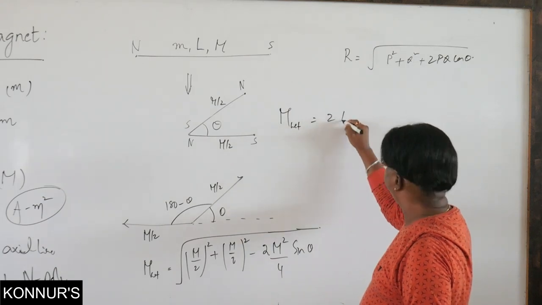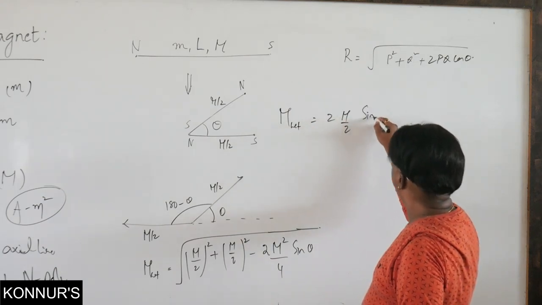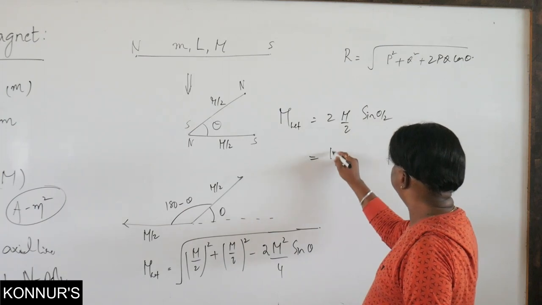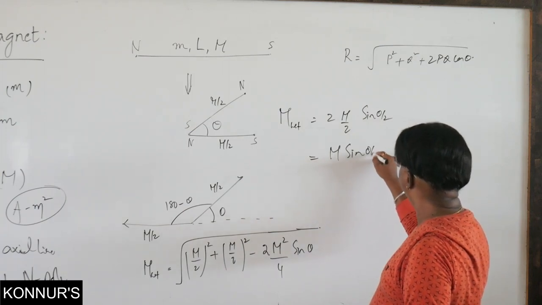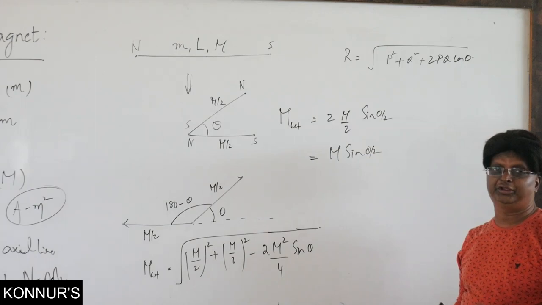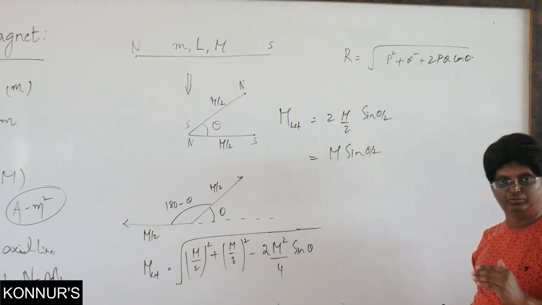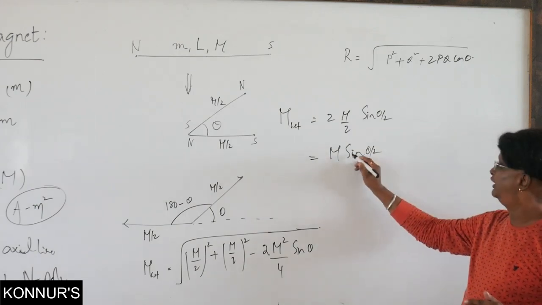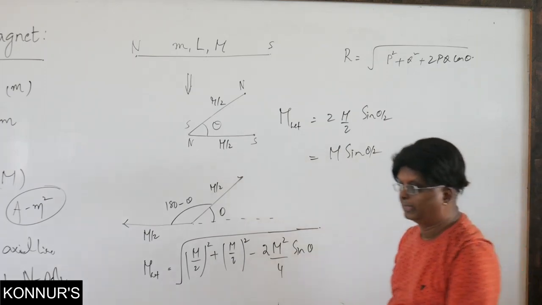This is 2 times M by 2 sine of theta by 2. So the answer is M sine of theta by 2. It is not M sine theta whole by 2. No, it is M sine of theta by 2. So that is what it is.